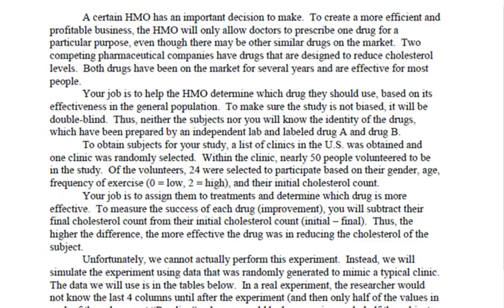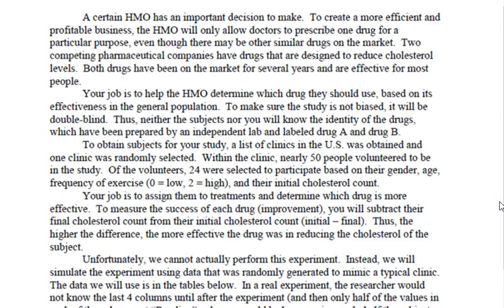Thus, neither the subjects nor you will know the identity of the drugs, which have been prepared by an independent lab and labeled Drug A and Drug B. To obtain subjects for your study, a list of clinics in the U.S. was obtained and one clinic was randomly selected. Within the clinic, nearly 50 people volunteered to be in the study.